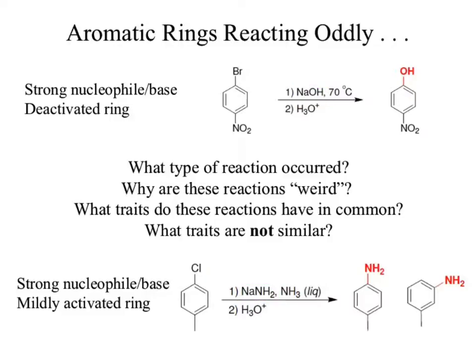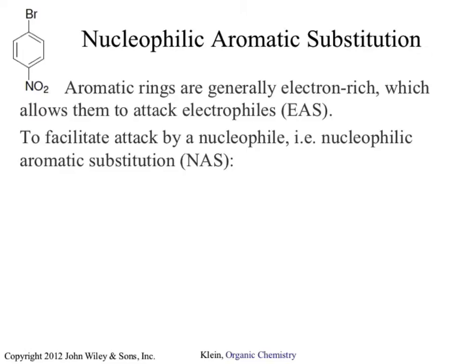at the top one. Okay, so we've got that base. We also notice that it is a deactivated ring. We wouldn't expect substitution to really happen on that for any decent rate because we have a nitro and a bromine, both of which are deactivating. Okay. And the bottom one, we have a mildly activated ring with that methyl group. Okay. We're still using that strong nucleophile or base. Okay, so let's break this down.